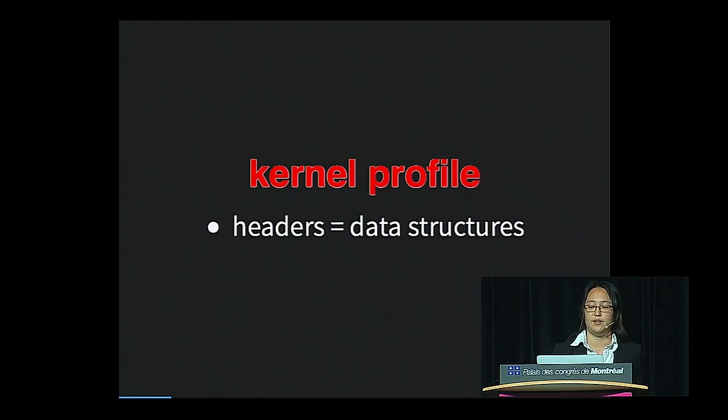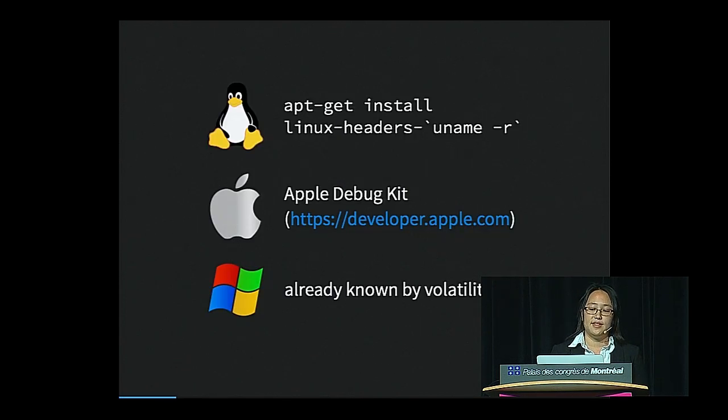Kernel headers describe the kernel. They define what data structures the kernel uses, what attributes they have, and how big they are. These tell Volatility what the kernel will look like in memory. Luckily, this is easy to get in Linux, which is what the file server runs. They're provided by the Linux headers package for our particular kernel version. For OS X, the kernel headers can be downloaded from Apple, and Volatility has a lot of experience hunting down Windows kernels, so it probably already knows them all by sight.